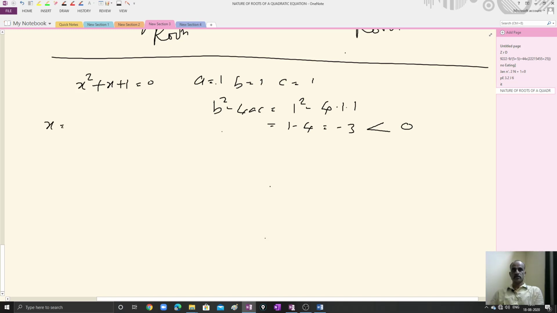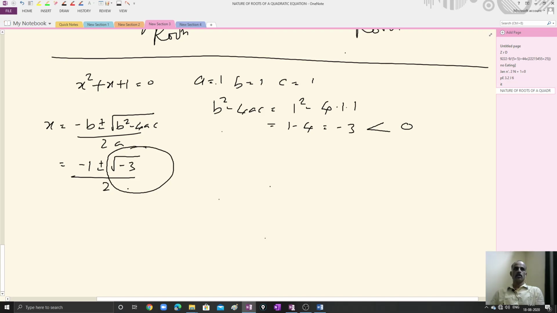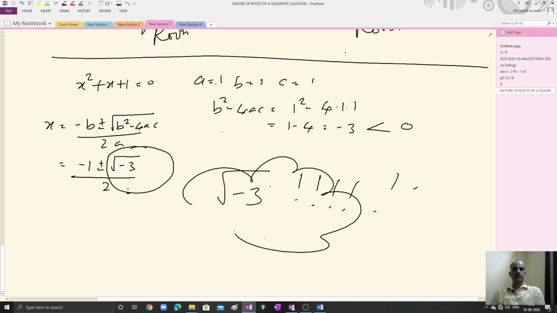Let us see, let us solve it. What happens? X is equal to minus b plus or minus root of b square minus 4ac divided by 2a. That is equal to minus 1 plus or minus root of minus 3 divided by 2a. My God, what's coming here? Then the root of minus 3. What is this? Root of minus 3.